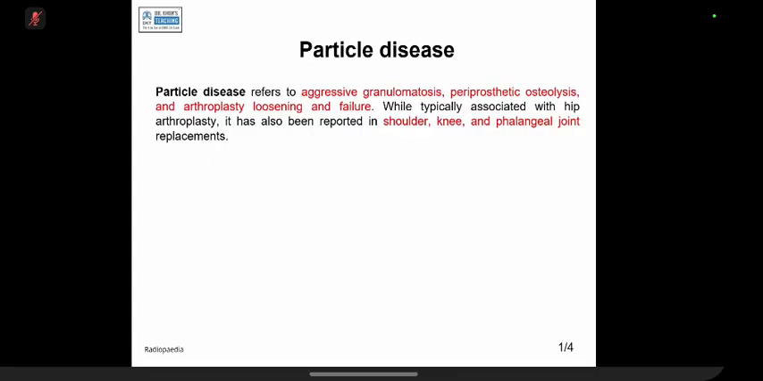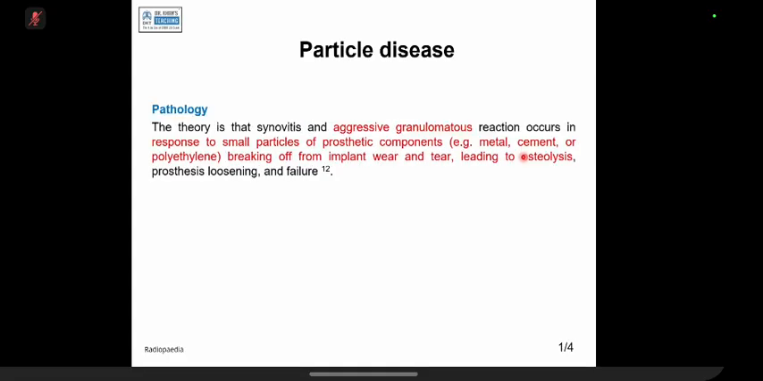Prosthetic osteolysis. And it can cause loosening, etc., and failure. Hip can be involved, and shoulder, knee, and phalangeal joint replacements can be involved. The theory behind it is that there is an aggressive granulomatous reaction to small particles of prosthetic component, for example metal, cement, or polyethylene, breaking off from implant wear and tear, leading to osteolysis.